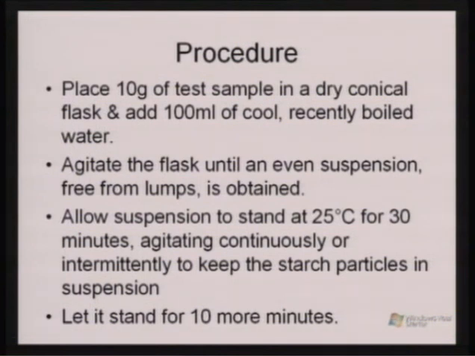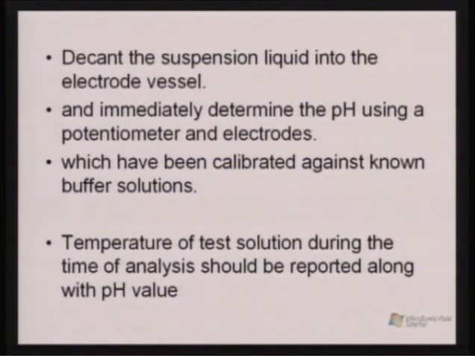conical flask and add 100 ml of cool, recently boiled water. Agitate the flask until an even suspension free from lumps is obtained. Allow the suspension to stand at 25 degrees centigrade for 30 minutes, agitating continuously or intermittently to keep the starch particles in suspension. Let it stand for 10 more minutes. Decant the suspension liquid into the electrode vessel and immediately determine the pH using a potentiometer and electrodes which have been calibrated against known buffer solution.